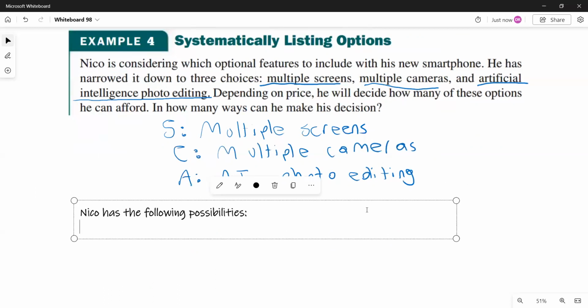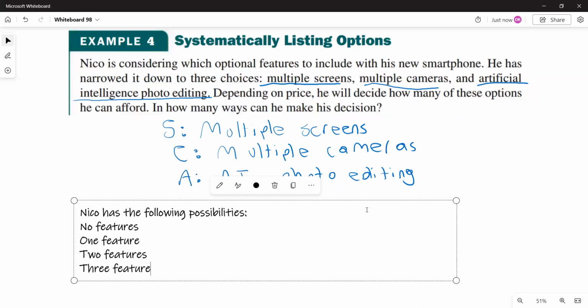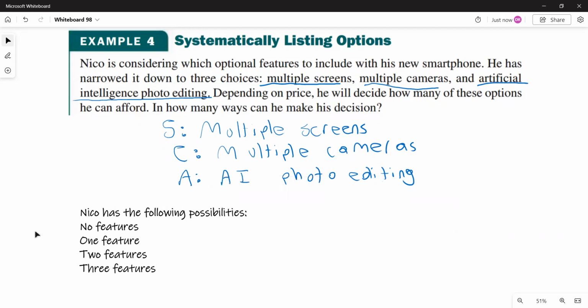That the phone has none of these features. Obviously, the more he has, the more he will pay. But his phone may have no features, one feature, two, or three. And it can happen in the following ways.